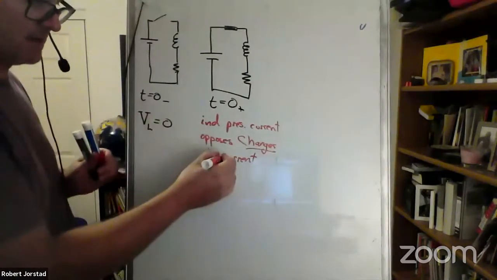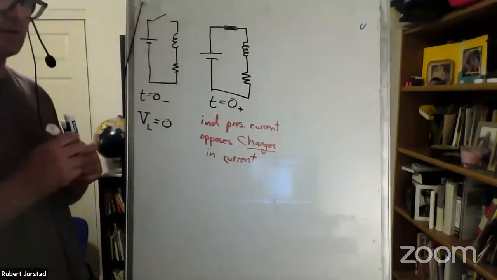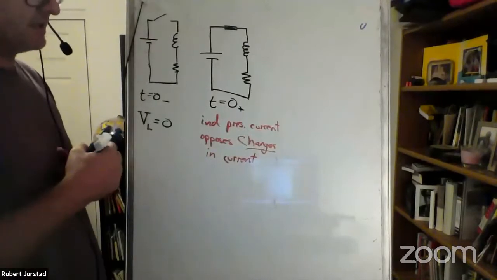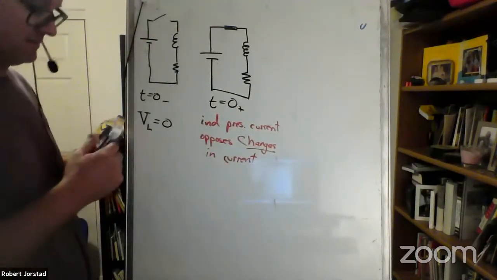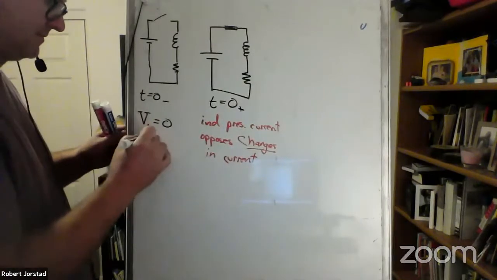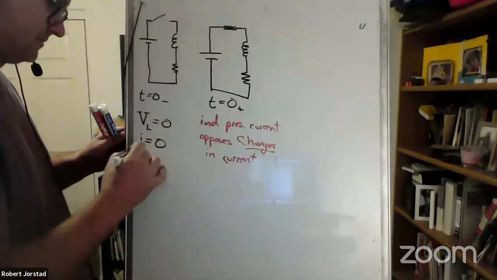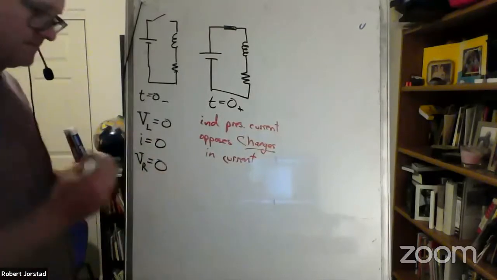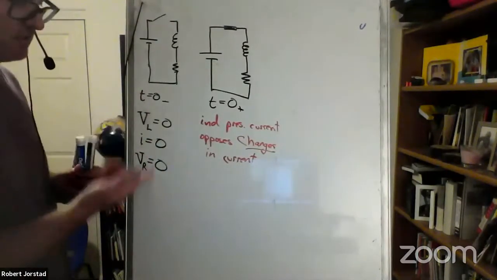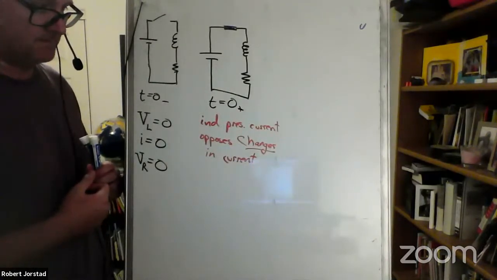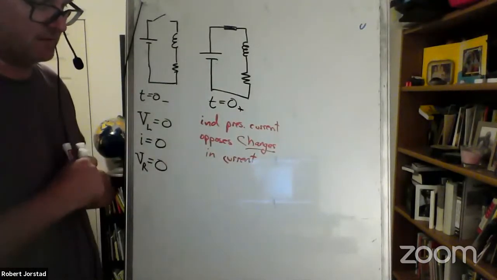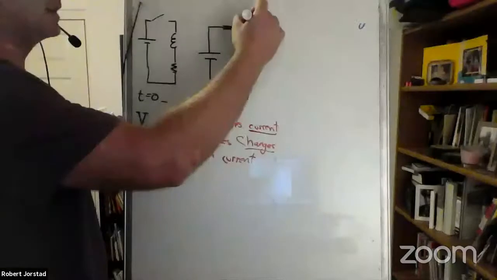Usually the B field is some number times I, right? So in this case, what does that tell us? Which one of these things do I want to bring over? What does the inductor preserve? Current. So what do I bring over? Current. I equals 0.